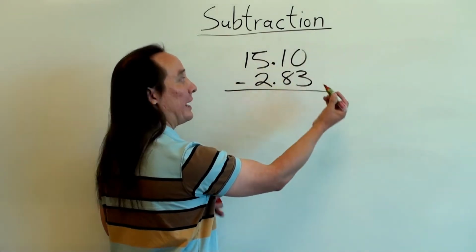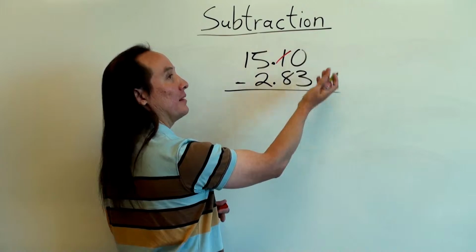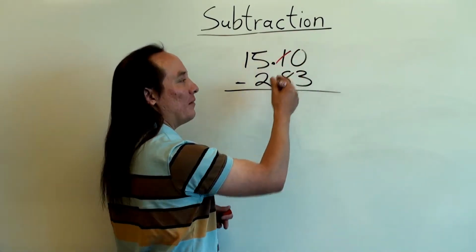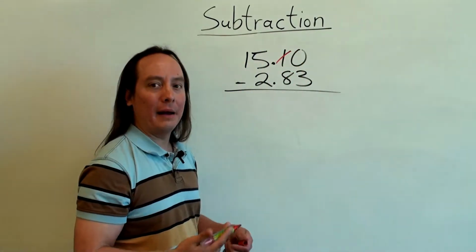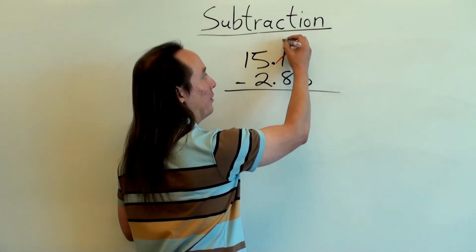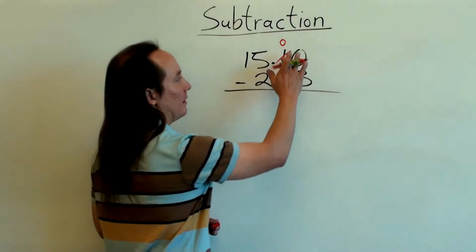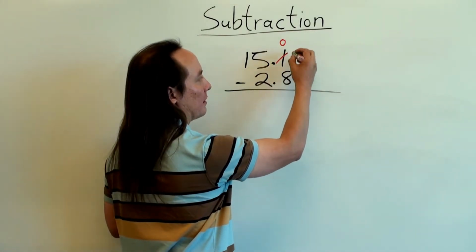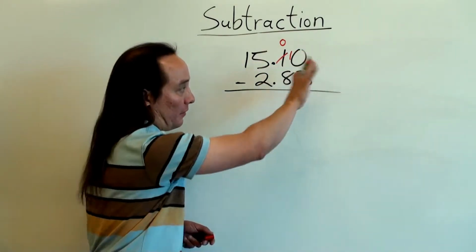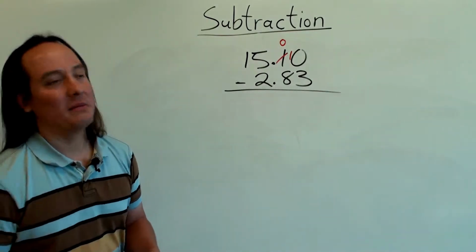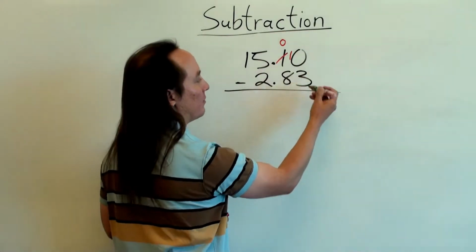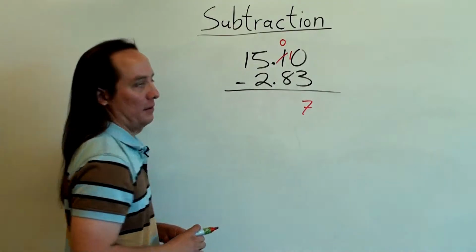So 0 minus 3, I can't do. Cross it out. Cross out the next number over. Now, if I take 1 away from 1, I'm left with 0. I have to put that now. That's a 0. Okay? And the one that I'm borrowing is going to go next to the 0, the first 0, and make that a 10. Okay? So now I have 10 minus 3, and that's 7.